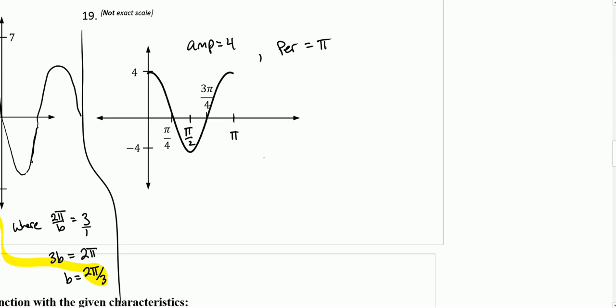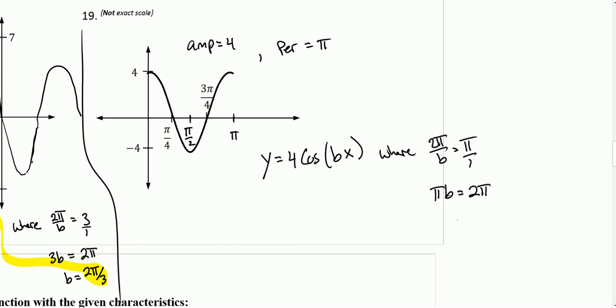So we know that this is going to be y equals 4 times the cosine of b times x, where 2 pi over b is equal to our period, which is pi. We want to solve for b. We cross multiply and get pi times b is equal to 2 pi. Divide by pi, and you get b is 2 pi over pi, which is 2. Substitute that back in, and we have our equation. Y equals 4 cosine of 2x.